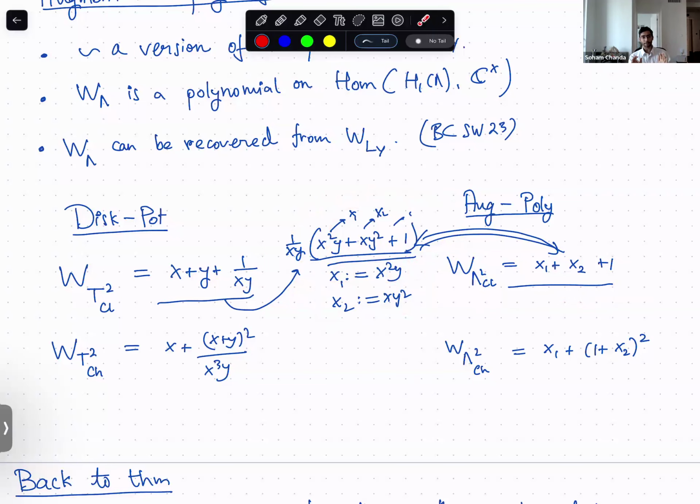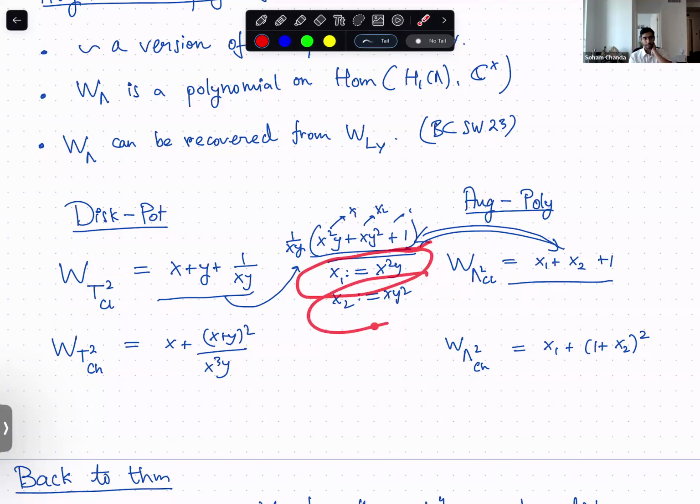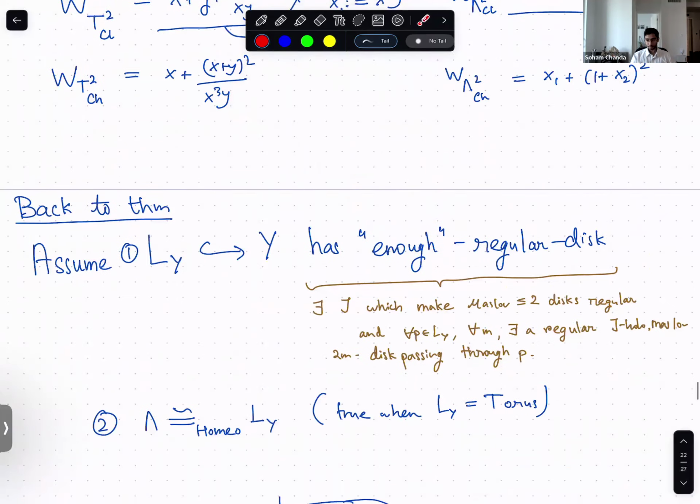This might seem weird if you're seeing it for the first time, but something you should note is that the Lambda for the Clifford torus in dimension 2 was a 3-to-1 cover. That is why I am taking x1 to be x squared y. The cycle x does not really lift to lambda, but the cycle x squared y will lift to lambda. So that is why there's this change of variables. These details are not that important, but all I wanted to explain was that I can rewrite W lambda in terms of W L y.